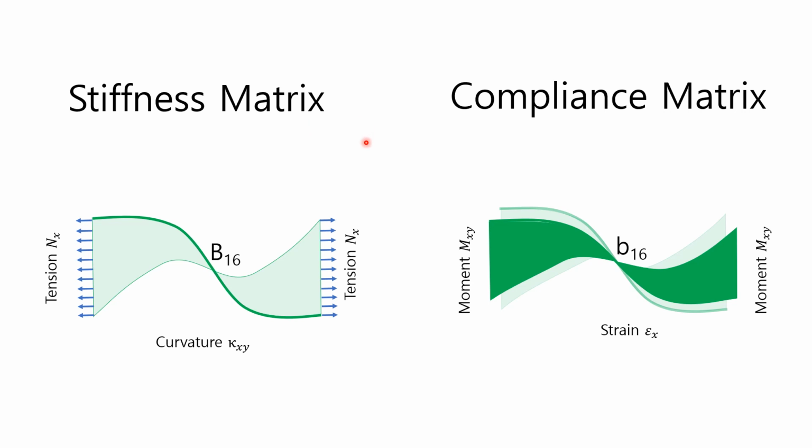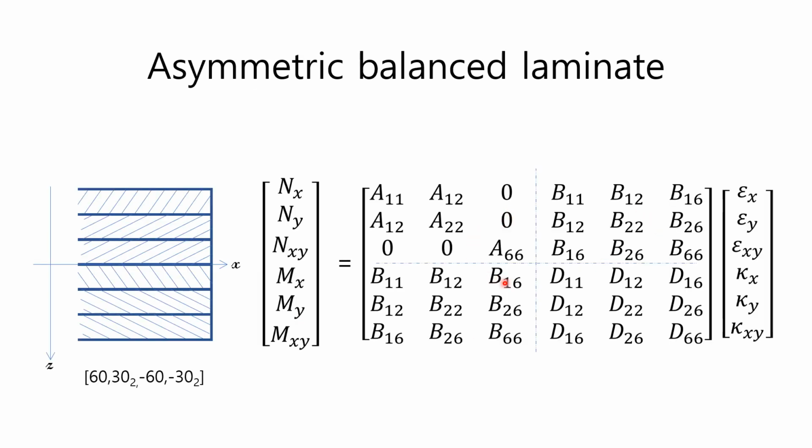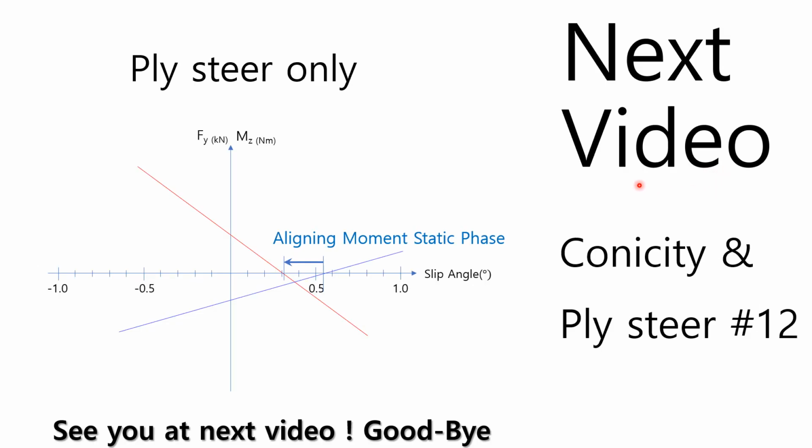If you watch the previous videos, you can easily understand upcoming videos. In the previous video, E36, I explained how to interpret the stiffness matrix elements and also the compliance matrix elements and the laminate codes. Recently, I explained the various types of stiffness matrix and their elements. Next video will be ply steer part 12. I will explain the relationship between ply steer, lateral force, and the self-aligning moment.